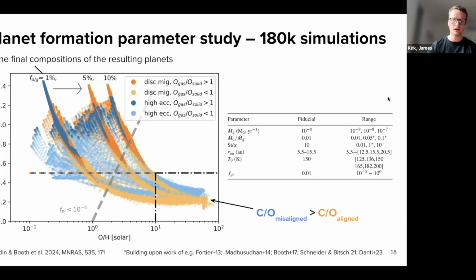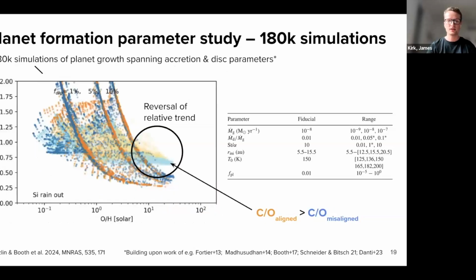And so this could drive the relative difference to actually be opposite, which is shown on this slide here, with the C/O of the aligned planets actually being higher than the C/O of the misaligned planets. And so again, this is something that we set out to test.